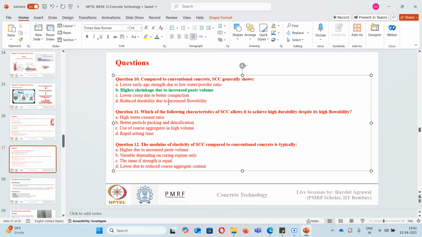Okay. Question number 11. Which of the following characteristics of self-compacting concrete allows it to achieve high durability despite high flowability? Initially, we talked that it is concrete which is used in special cases, like for achieving good durability and performance also. How is this high durability coming even though it has such a high water content?